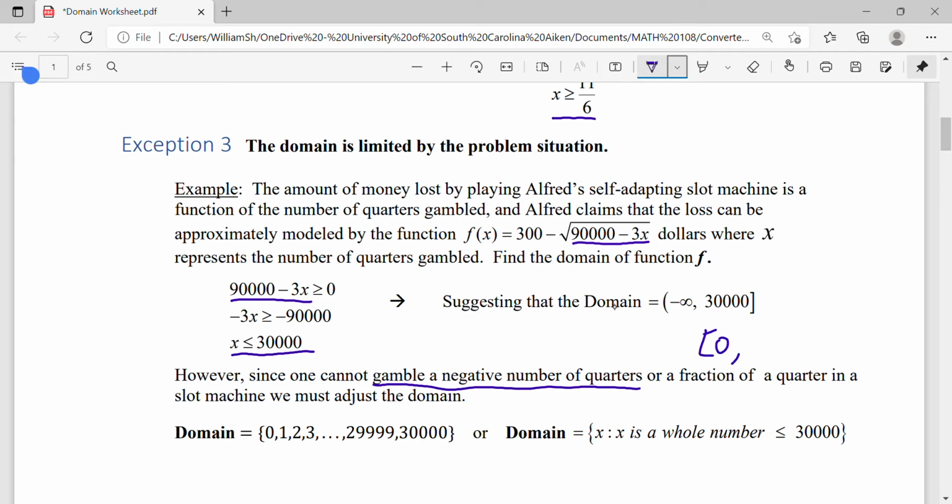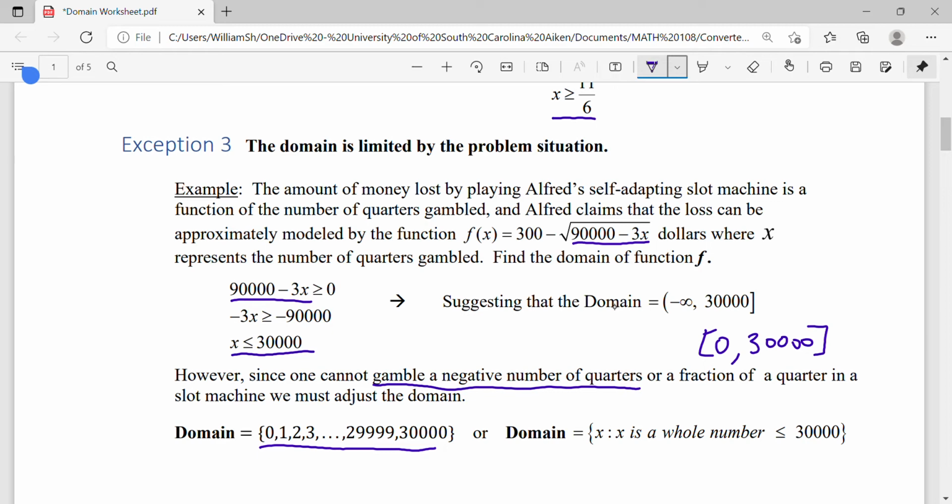to 30,000. That's not quite right either, because I can't gamble a half of a quarter, or a quarter of a quarter, or a third of a quarter. I can only gamble whole quarters. So our domain here really is 0, 1, 2, 3, basically all whole numbers from 0 up to 30,000. So we can write it just like they did over here, 0, 1, 2, 3, dot, dot, dot, 29,999, 30,000. That's perfectly fine.